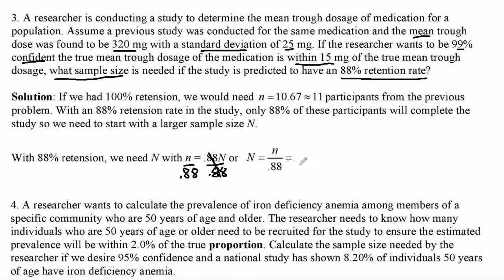then we get that the cap N, the sample size we want, is just the old sample size divided by the 0.88. So you want to start with your 10.67, not the rounded answer. Divide that by 0.88. And you'll get 12.12. And we're going to round that up to 13. So if we get 88% retention, then we better start with 13.